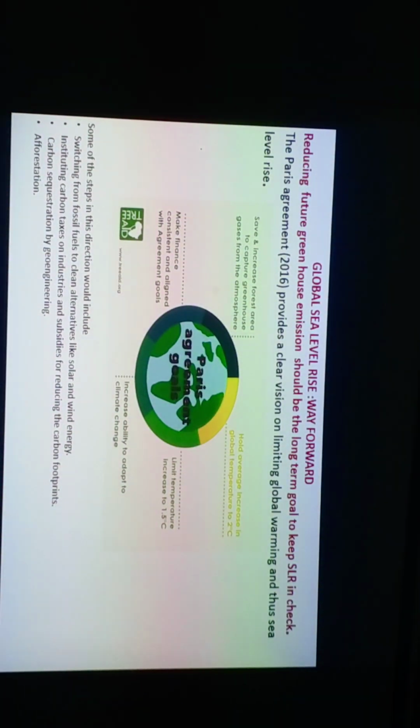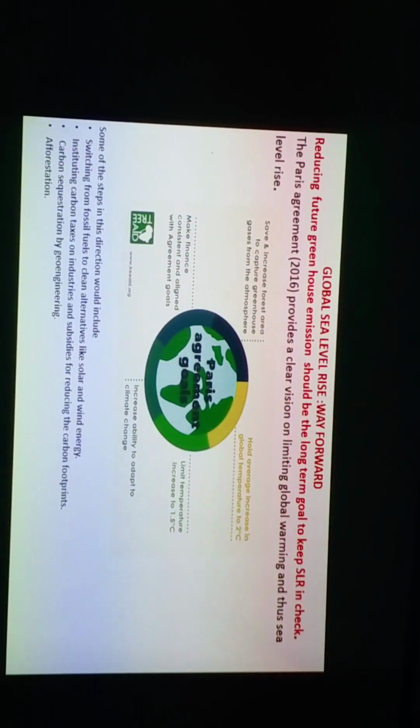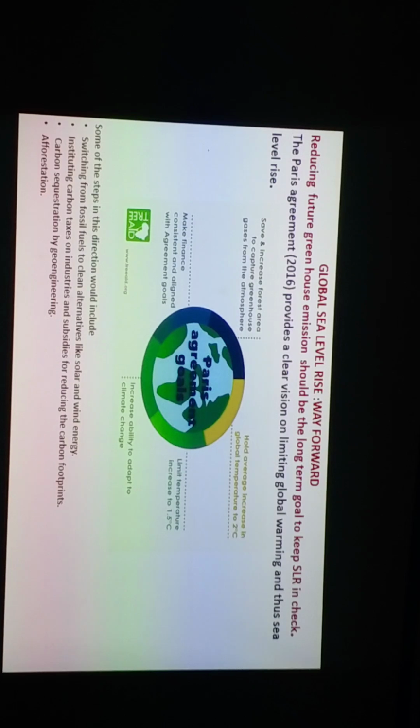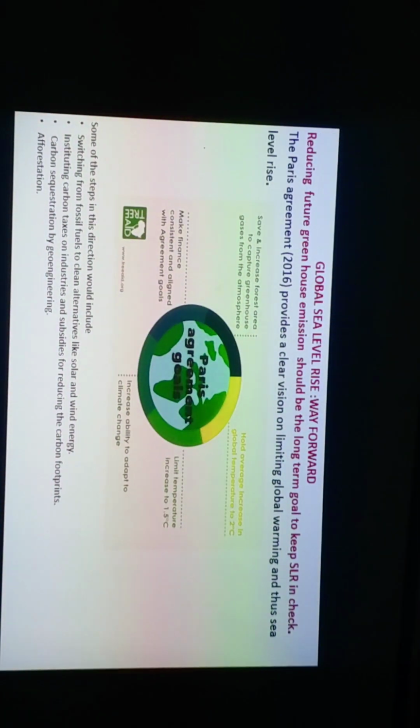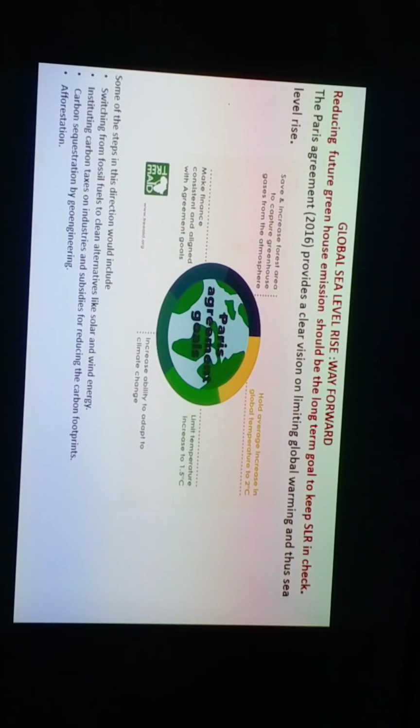And what is the path ahead? Reducing greenhouse emissions should be the long-term goal to keep the sea level rise in check. The Paris Agreement of 2016 provides a clear vision on limiting global warming and thus the sea level rise. These are the goals of the Paris Agreement: to hold the average increase of global temperature to 2 degrees centigrade, limiting the temperature increase to 1.5 degrees centigrade, increasing the ability to adapt to climate change, and saving and increasing the forests.